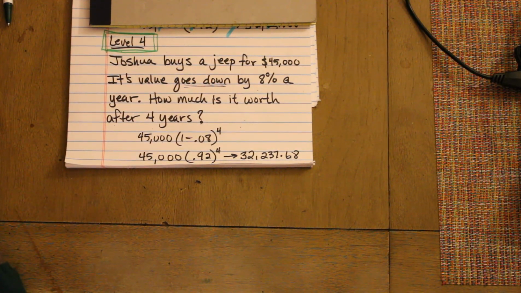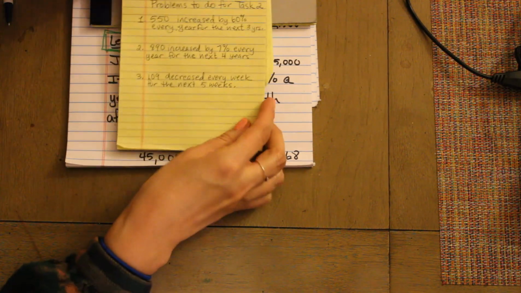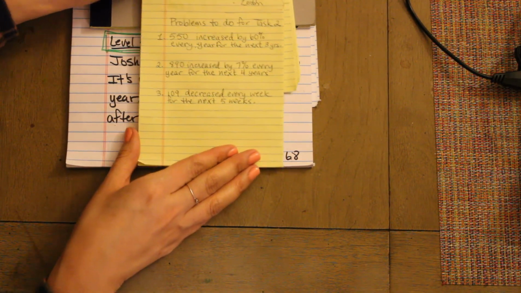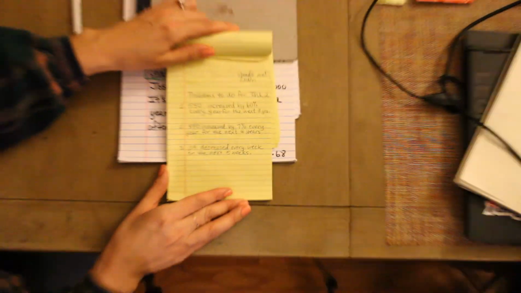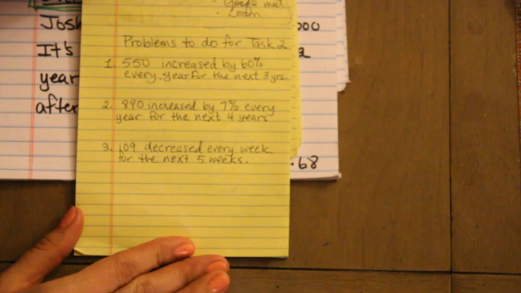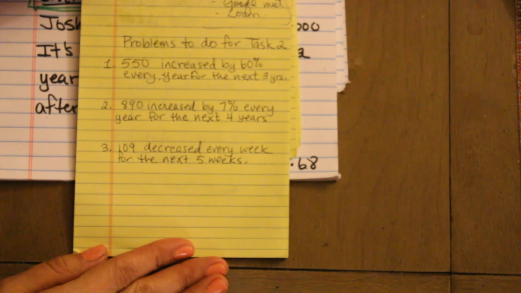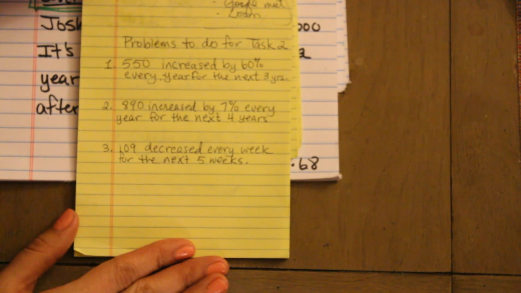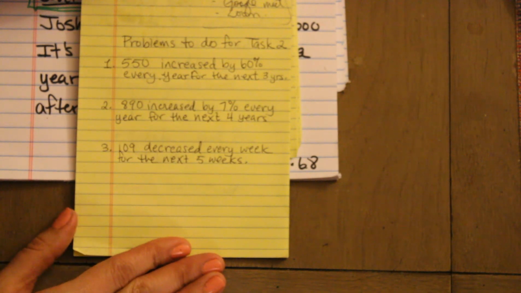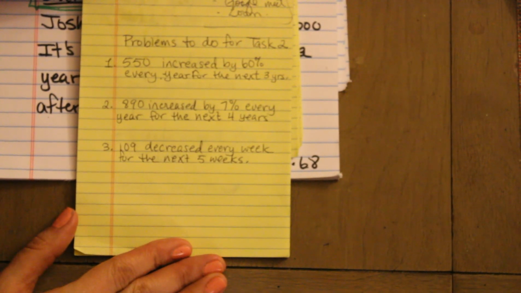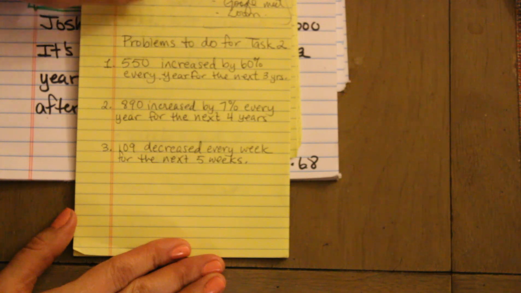So here are 3 problems that I put in for task 2 that I said you have to watch the video for. So please pause the video and take a look at these. This is part of level 3. No, I'm sorry, this is level 4. I'm sorry, no, level 3. Level 4 is the story. Level 3 is just the basic information. So please put this in equation form and then answer it. So these are the 3 problems for task 2.